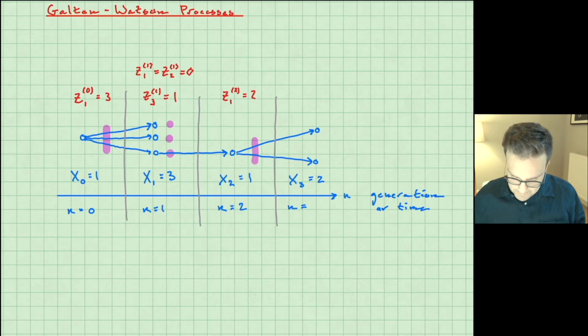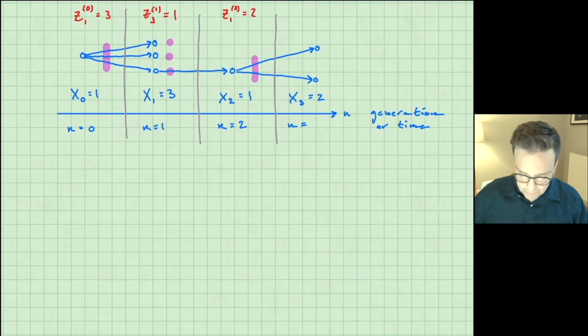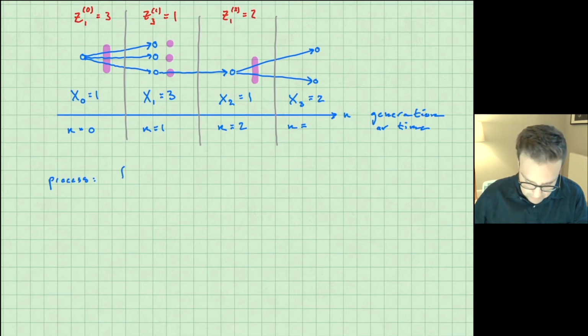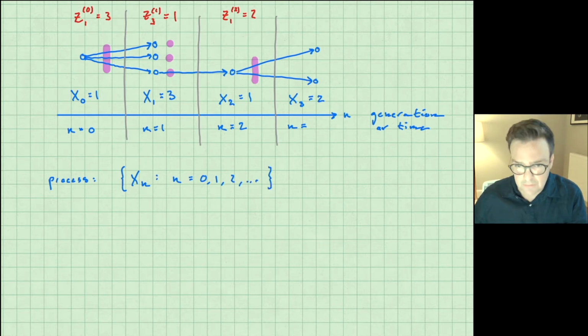I think it's okay. And the thing we're going to be calling the process is X, the counting of the population at the different generations. So the process is going to be the set of x sub n's, and n is a non-negative integer or natural number. Some people call this natural number, like that.